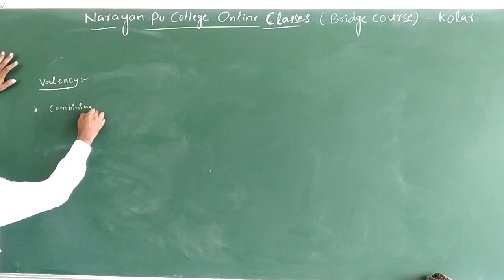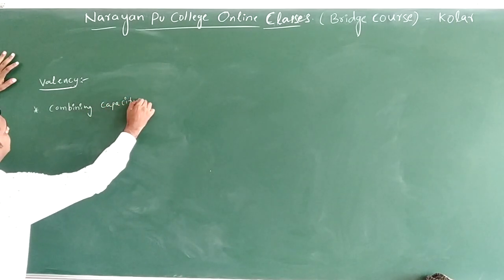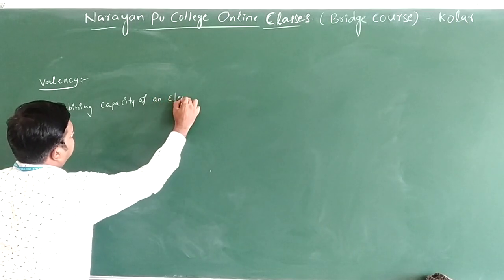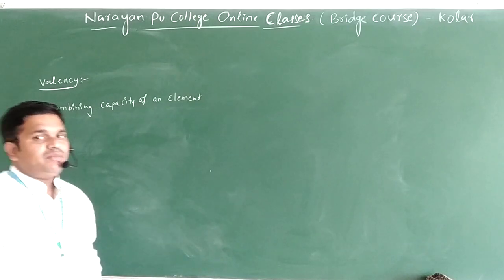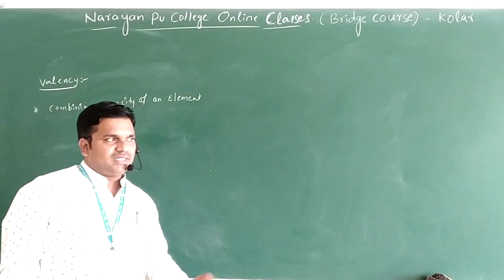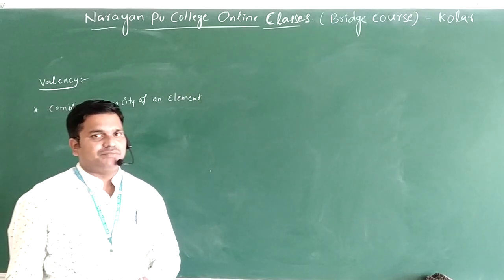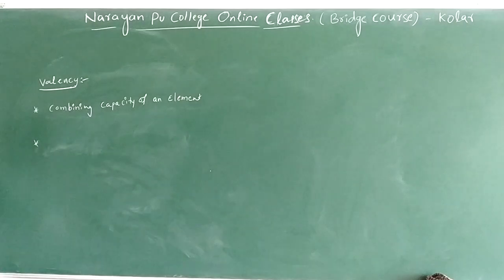Valency is the combining capacity of an element. It means the element can combine with how many different other elements. Simple definition. Clear? So the combining capacity of an element is called valency.